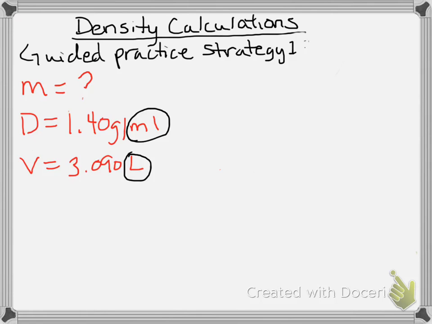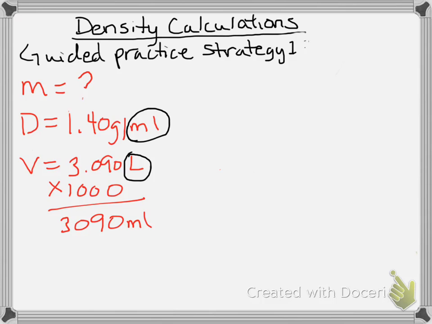And so what we're going to do to get it there is just a simple conversion. If you don't know how to do conversions, there is a separate reference conversion video that you can watch. But I know that there's 1,000 milliliters per liter, so I'm simply going to multiply this by 1,000, which is going to give me 3,090 milliliters. Now I can use it because my units match.